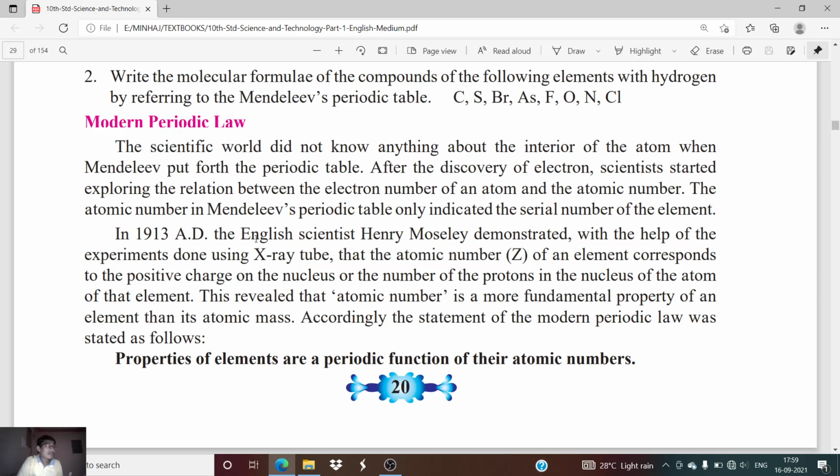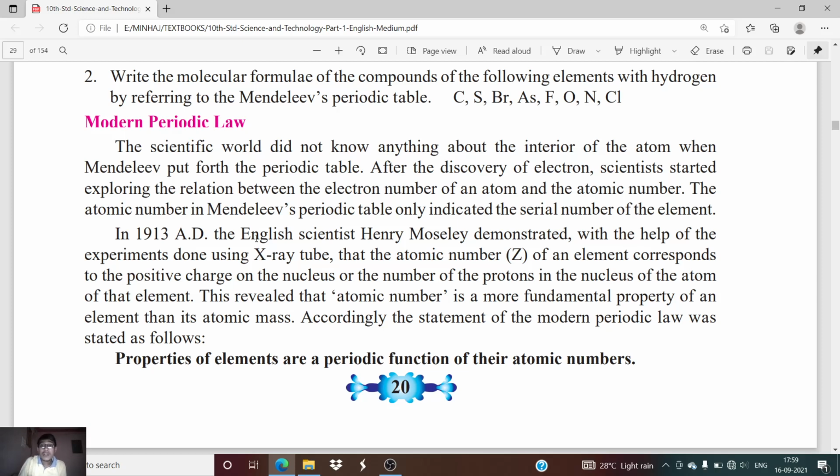Now, in the previous lecture, we have studied Mendeleev's periodic table and its merits and demerits. We know that a lot of scientists have contributed to the classification of the elements. In the time of Mendeleev, only 63 elements were known, and at that time the electron had not yet been discovered.